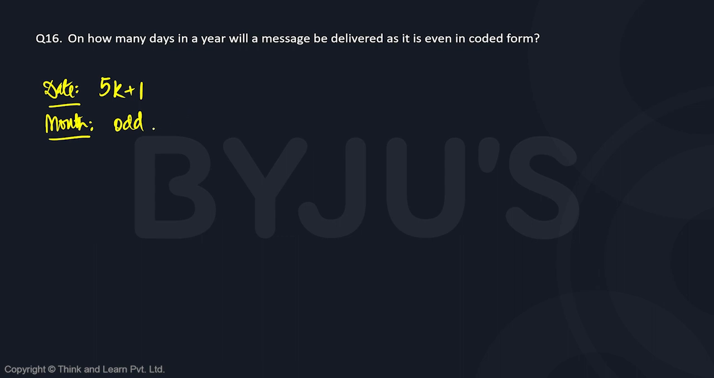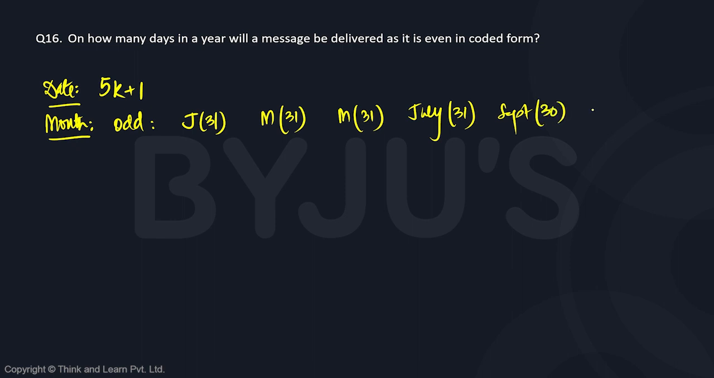Now, the month being odd, we have got January with 31 days, then March with 31 days, then May with 31 days, then July with 31 days, then September with 30 days, and then November with 30 days. So these are the 6 odd months which fall in the odd sequence. Now the dates that we can have up to 30 or 31 are obviously the first of every month, then 6th, and then we are going to have a jump of another 5, which is 11, 16, 21, 26, and 31.